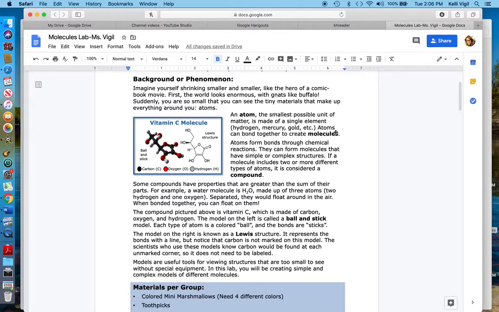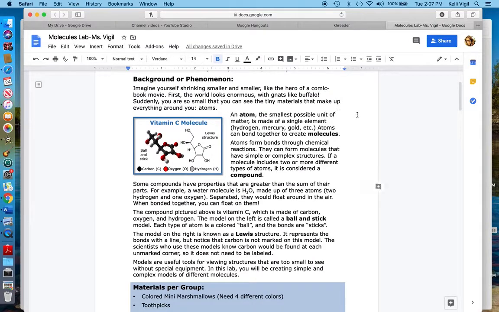So, imagine yourself shrinking smaller and smaller like a hero of a comic book movie. First, the world would look enormous, with gnats like buffalo. Suddenly, you are so small that you can see the tiny materials that make up everything around you, atoms. Side note, when I was your age, the movie that illustrated this was Honey, I Shrunk the Kids. For your guys' era, what would illustrate this is probably Ant-Man. So just imagine shrinking, shrinking, shrinking to seeing atoms in their purest form.